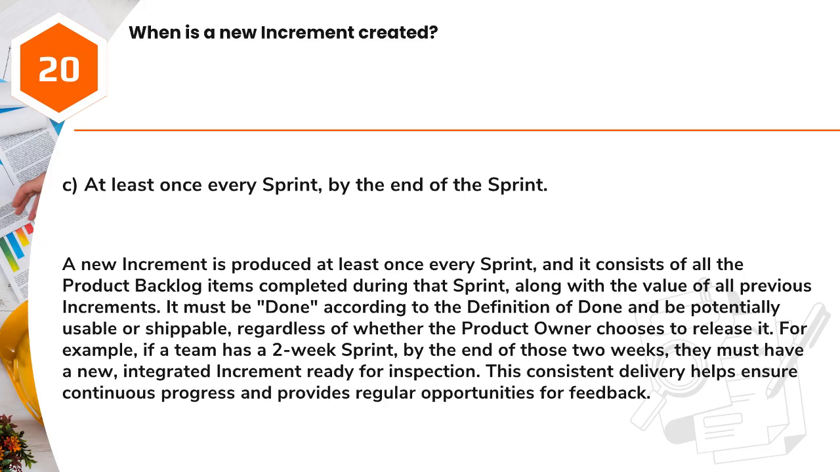For example, if a team has a 2-week sprint, by the end of those 2 weeks, they must have a new, integrated increment ready for inspection. This consistent delivery helps ensure continuous progress and provides regular opportunities for feedback.